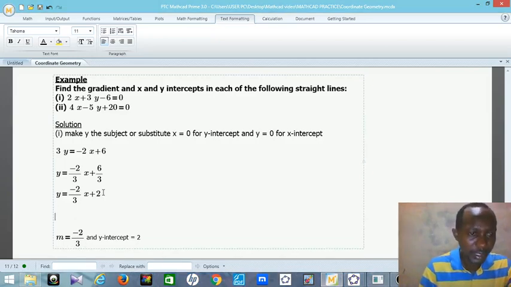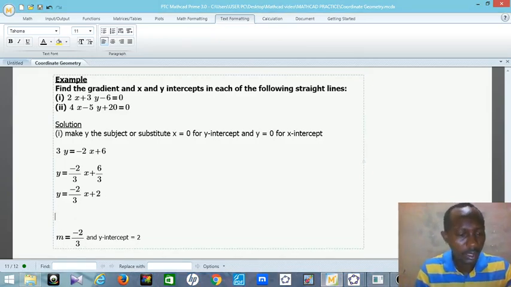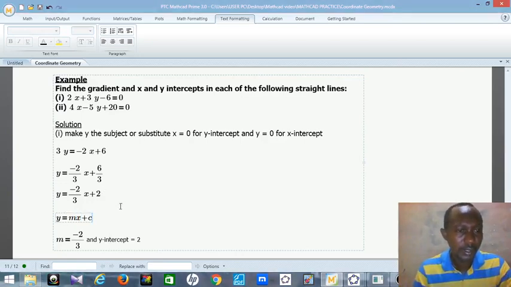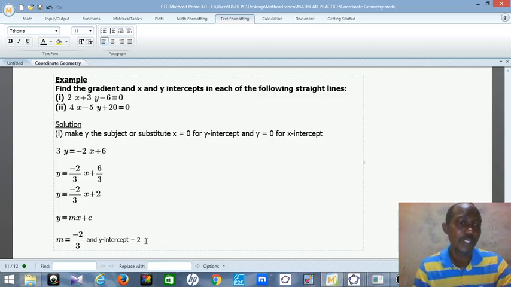If you compare with this equation, y equals mx plus c, you see the coefficient of x, m, is minus 2 over 3. That is the gradient. Then the last constant c, which is 2. C and 2 are equal. So the y-intercept is 2. So that is this.